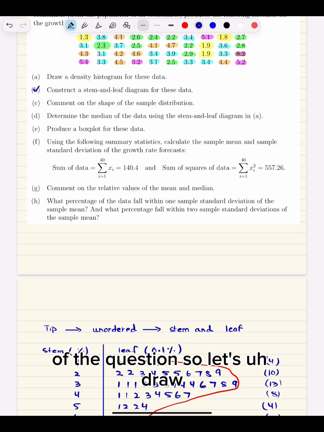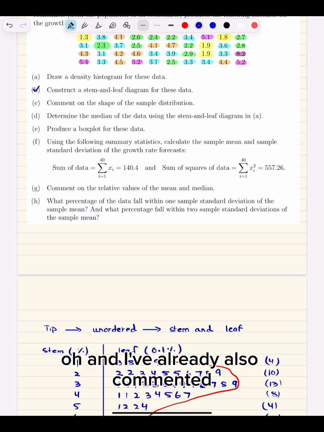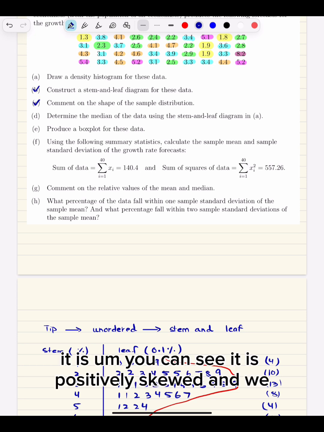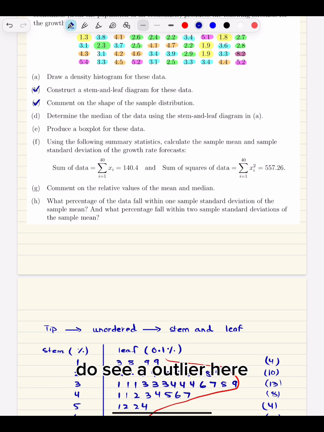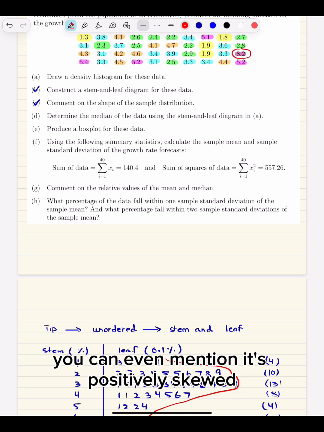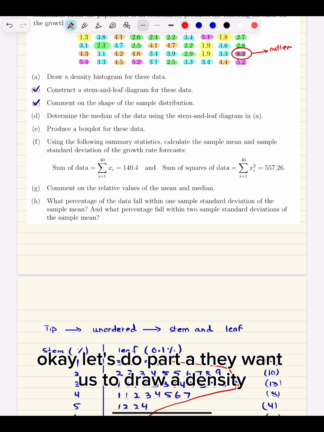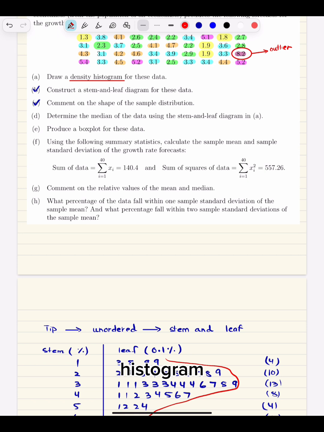I've already also commented on the shape of the distribution. You can see it is positively skewed, and we do see an outlier here. You can even mention it's positively skewed because of this outlier value. Okay, let's do part A. They want us to draw a density histogram.